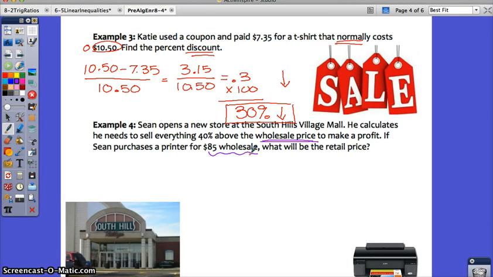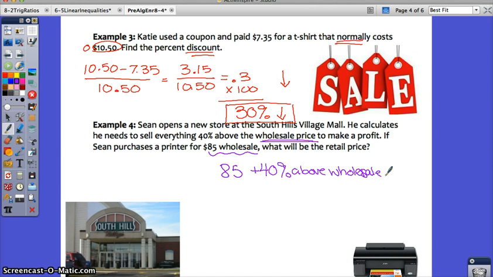So this is a little bit more of an application. I want to know, how much is Sean going to charge for this printer? It cost him $85 and he needs to sell it for 40% above the wholesale price. This connects back to our last lesson, okay? So he's going to charge $85 at least for the printer, and then he's going to charge 40% above the wholesale. So he's going to charge for the printer plus some, right? Plus 40%. So how do we find 40% of the wholesale?